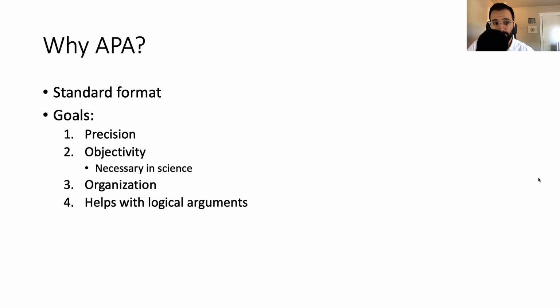The fourth goal of APA style is that it helps us make logical arguments. That's that same kind of organization idea, but more specifically thinking about that claim and evidence kind of structure. We can make logical arguments clearly if we are all three of the other goals. If we are precise, objective, and organized in our thinking and in our writing, then we can make sound logical arguments.